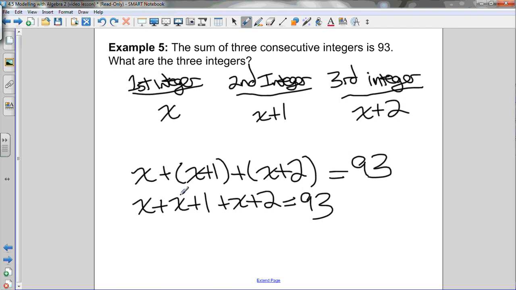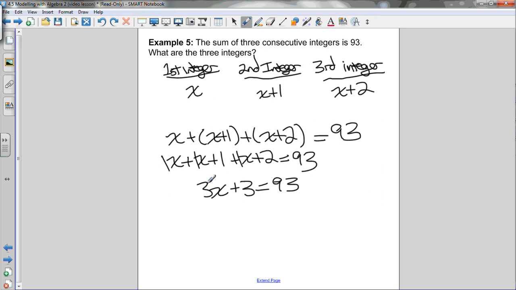So I have a 1x plus a 1x plus another 1x here. So 1x plus 1x plus 1x is 3x. And on this side of the equation, I have a 1 plus 2, which is 3. So I've collected all the like terms on the left side of the equation. Now I need to isolate the term that has the variable. So isolate the 3x, move this 3 to the other side.